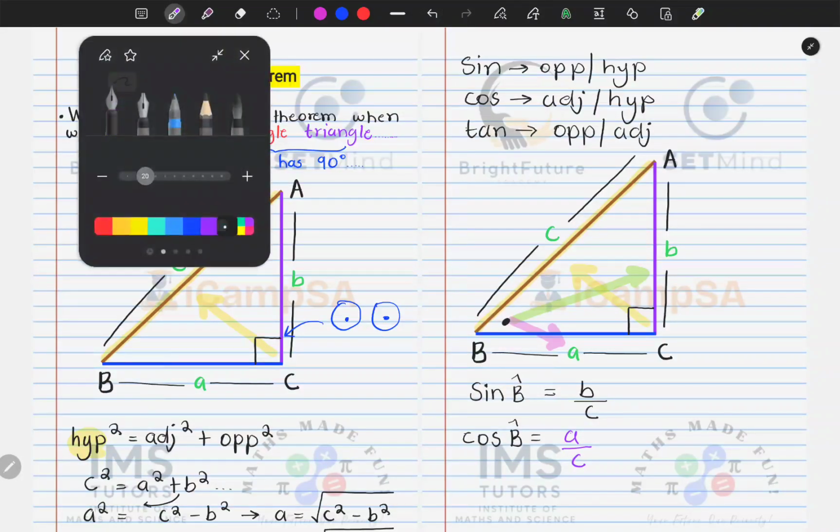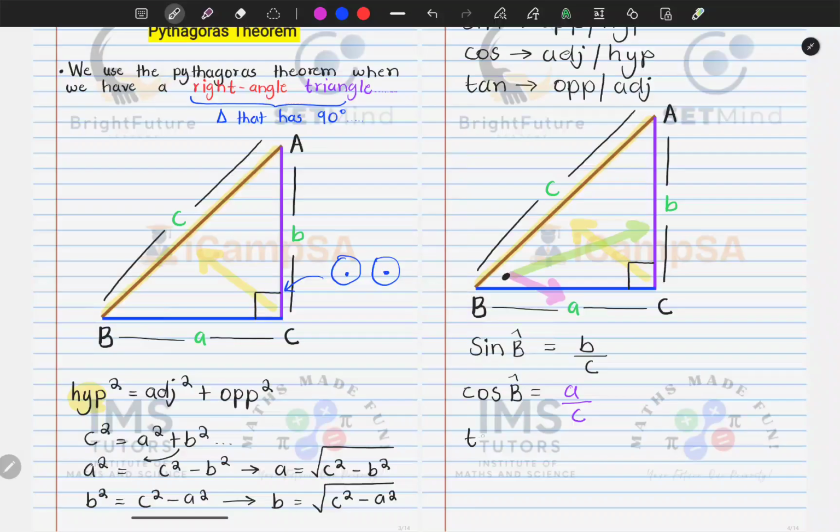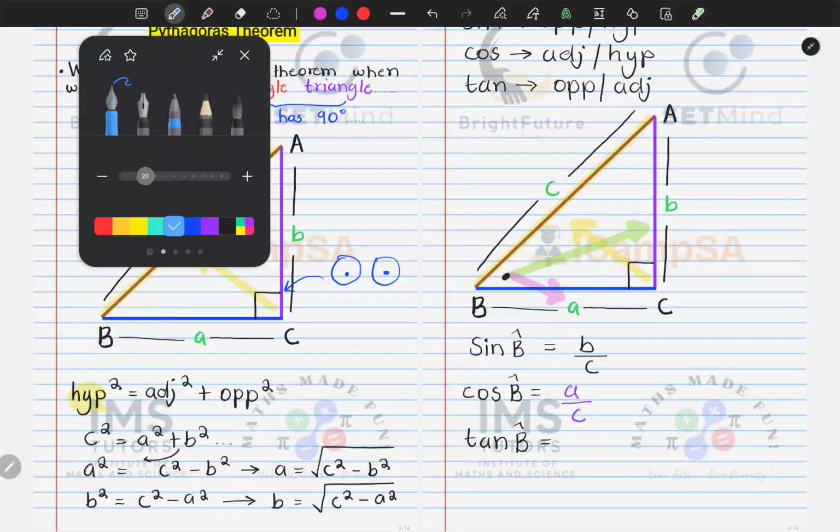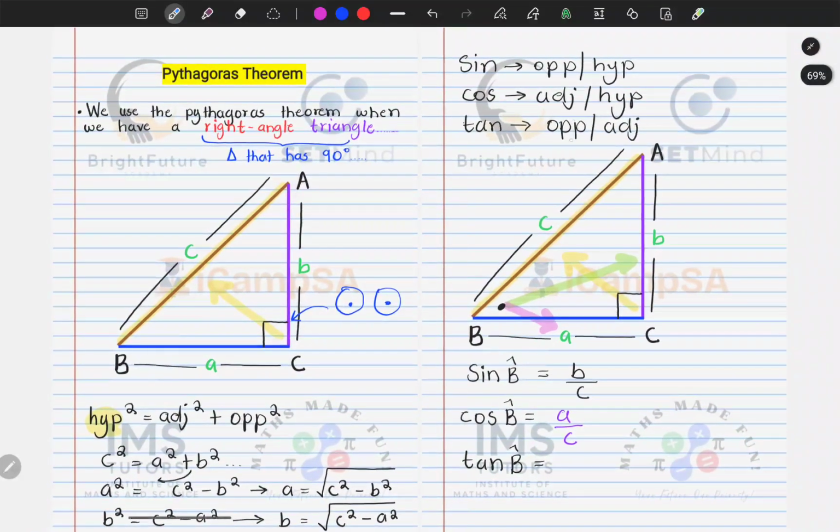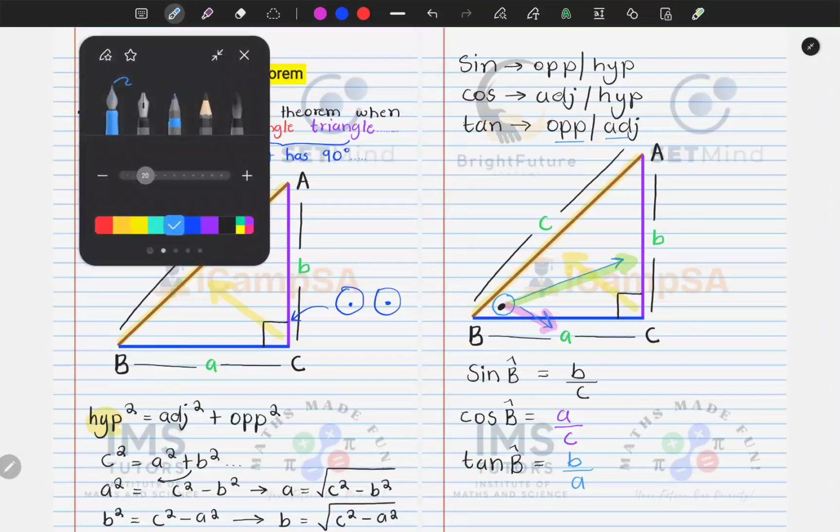And then we go to tan. So let's take tan of B. Remember that tan is given by the opposite divided by the adjacent. Since we're talking about B, I should look at the opposite of B. I have side B divided by the adjacent side. When looking from B, that becomes A. So tan of angle B becomes B over A.